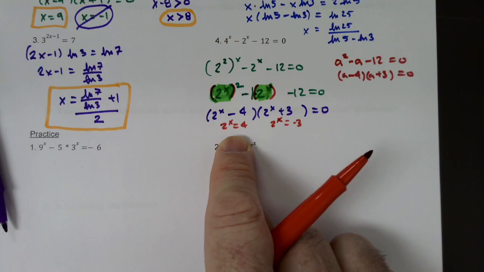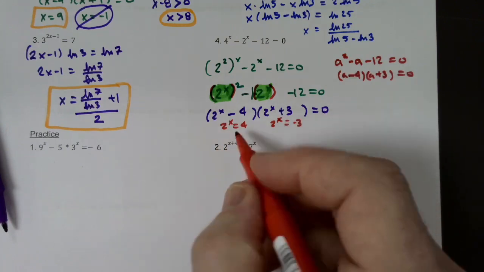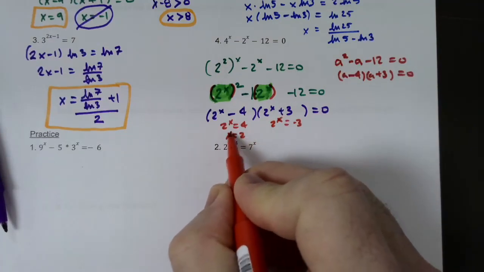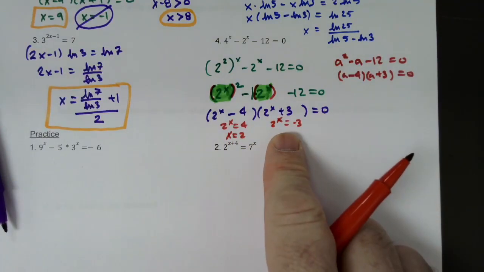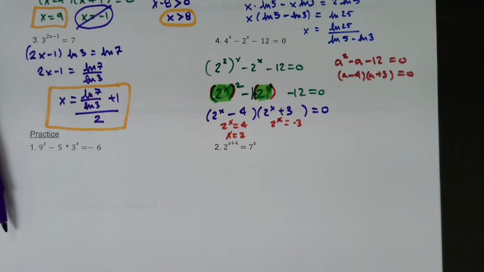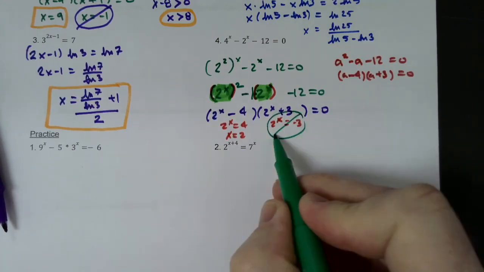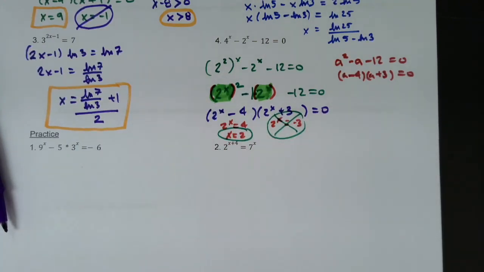2 to what power is 4? 2. X equals 2. Oops, got a problem on this one. Can 2 to the x ever equal a negative number? No. If you've got a positive base, you can never get a negative number out of just an exponent. So not here, and yes here. X equals 2.